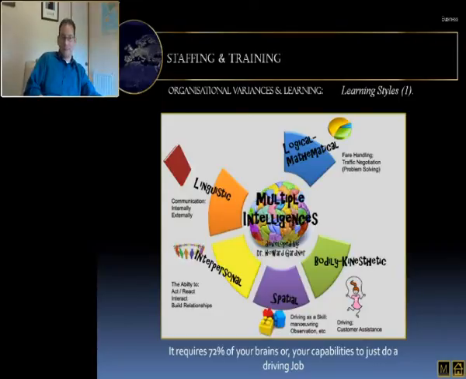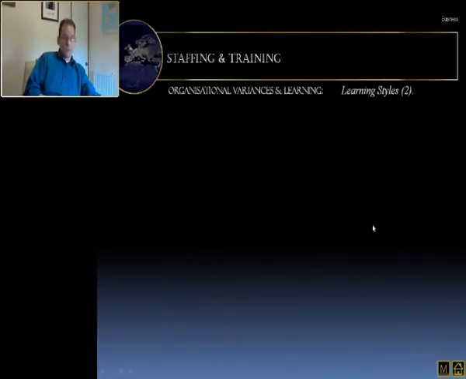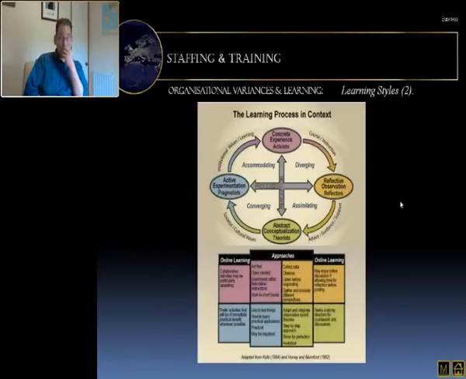moving on. Next one, we brought in a second example. Okay, a bit more complex this time. Active experimentation, the pragmatist. Concrete experience, the activist. Reflective observation, the reflectors. And abstract conceptualization, the theorists.